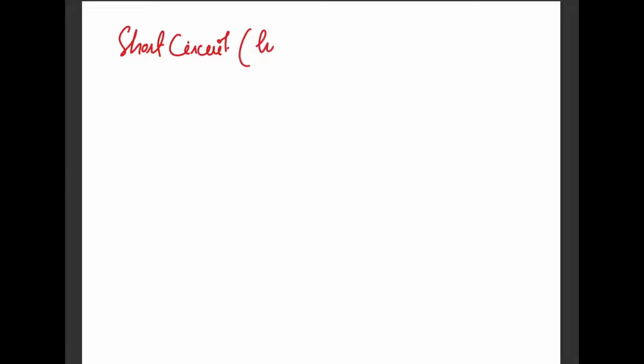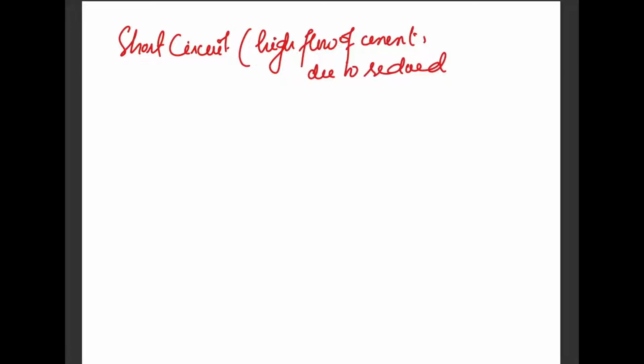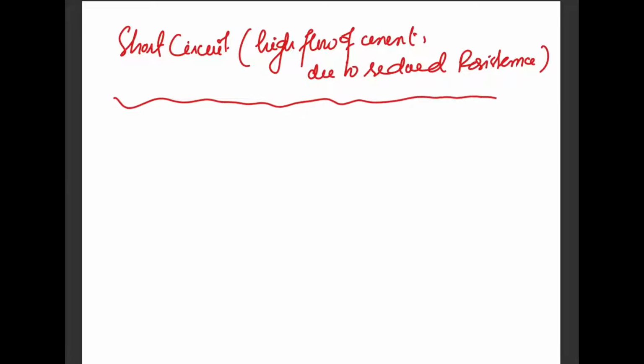A short circuit is a high flow of current. Why? Due to reduced resistance. You see, this is an accidental condition. We are not doing that deliberately.